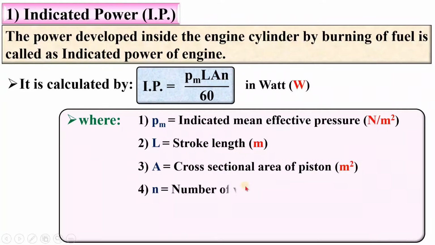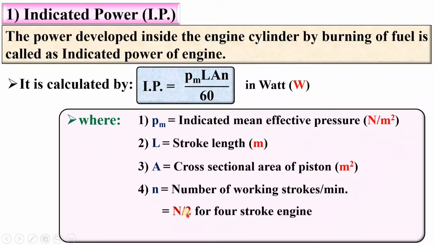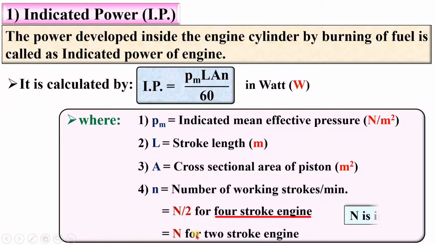And N, that is the number of working strokes per minute, is equal to capital N by 2 for a 4-stroke engine and is equal to N for a 2-stroke engine, where N is the revolution per minute of the crank.